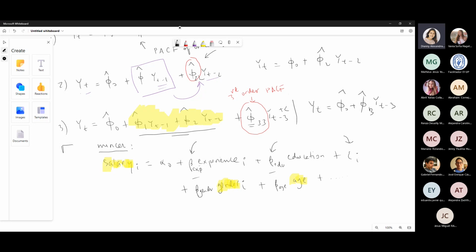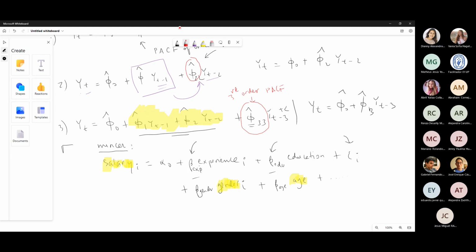Profe, no entendí. Entonces el tercer orden de PACF son las variables no observadas que no tienen correlación con las dos primeras, ¿no? The third order, yeah. PACF, you mean, right? Ajá, sí.